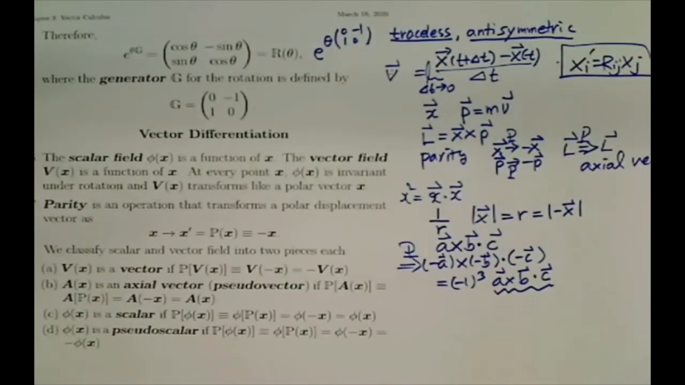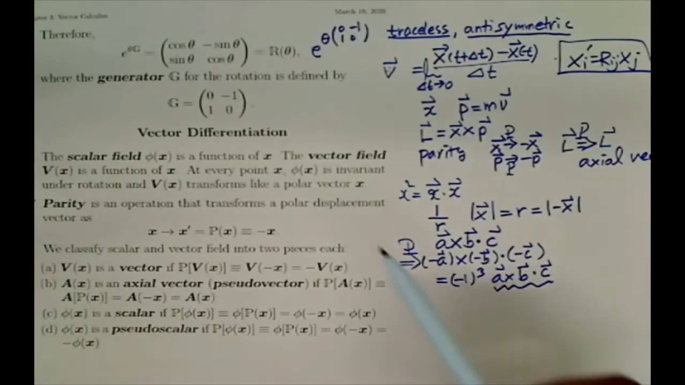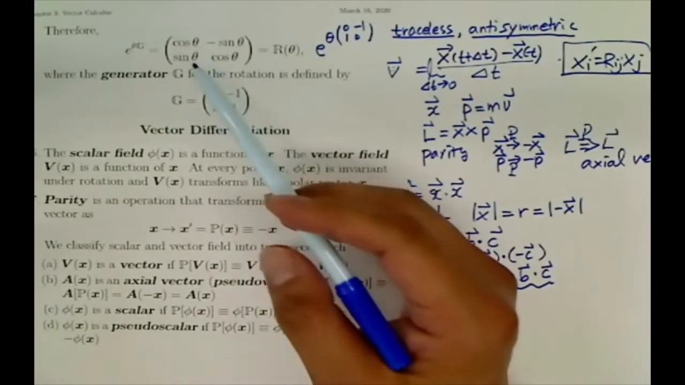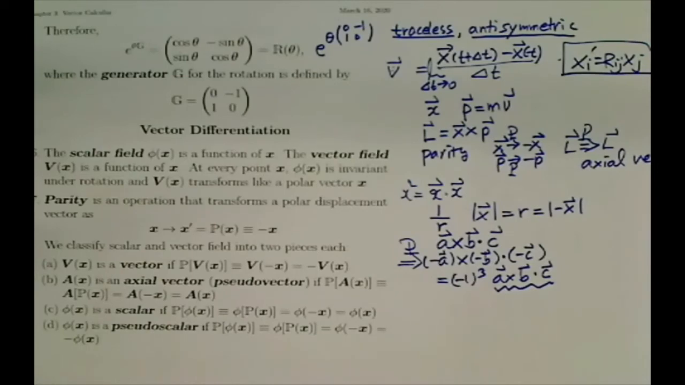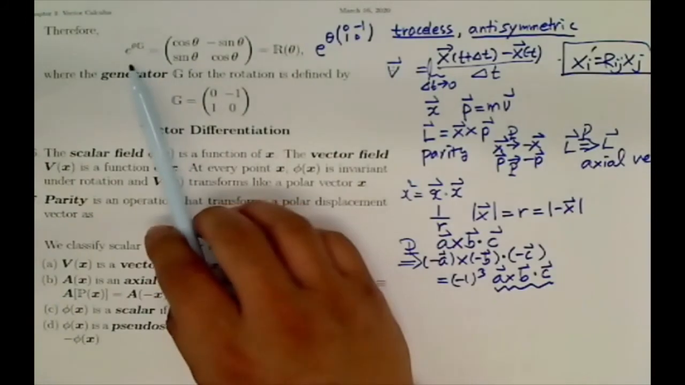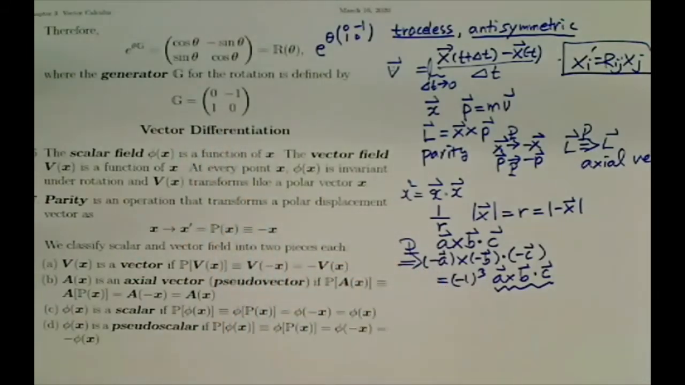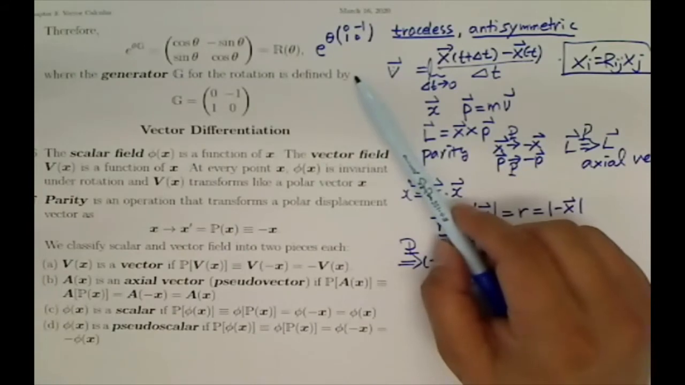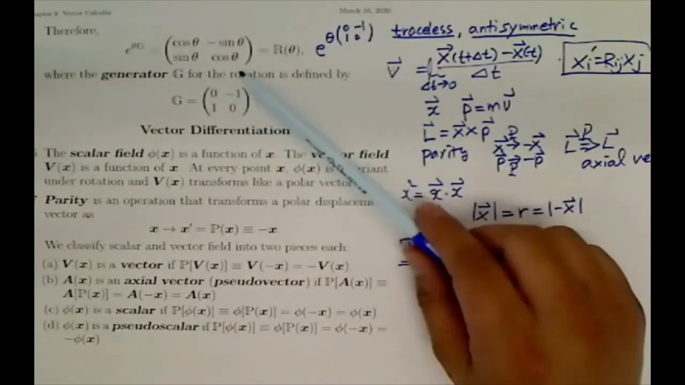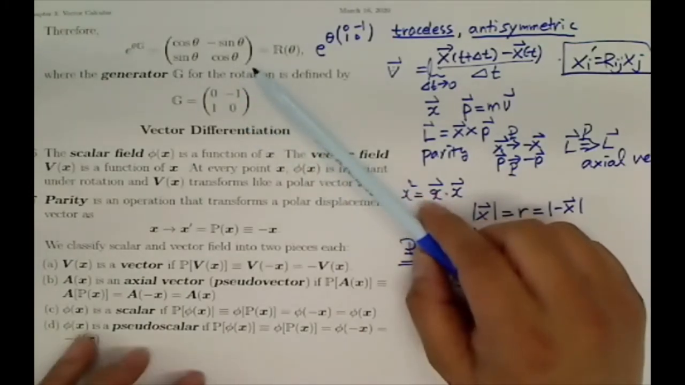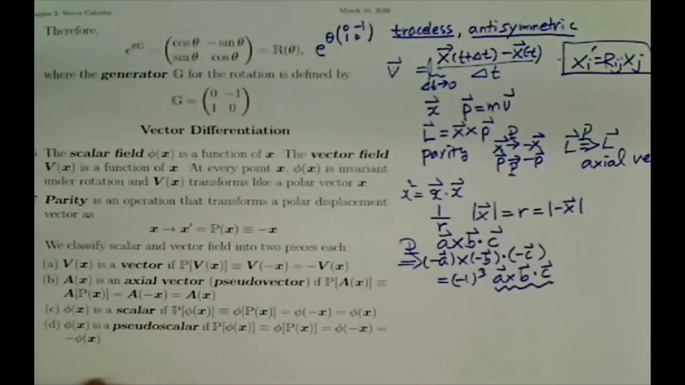So, in summary, this is a finite rotation. The rotation on the 2-dimensional Euclidean space can be expressed in terms of an exponential of a traceless anti-symmetric matrix. And we were able to sum this exponential of matrix as the cosine, sine, minus sine, cosine. That is the rotation matrix in 2 dimensions.